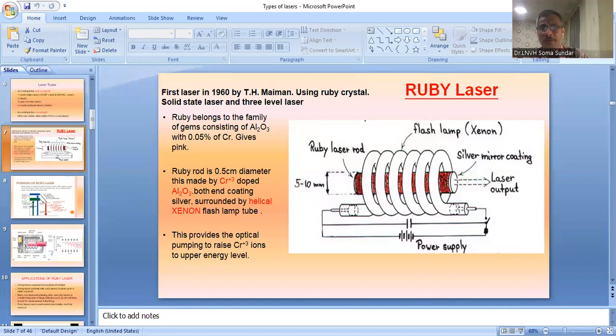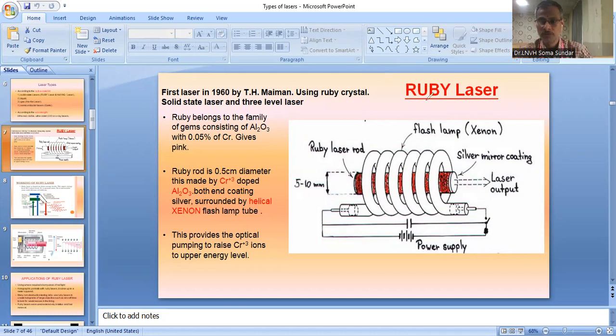Good morning, everyone. In the last class, we discussed the basic fundamental points of lasers regarding population inversion and how matter absorbs energy and so on. Now, in the present lecture, we are going to discuss one type of laser. Before going into the topic, let us see how many types of lasers we have.